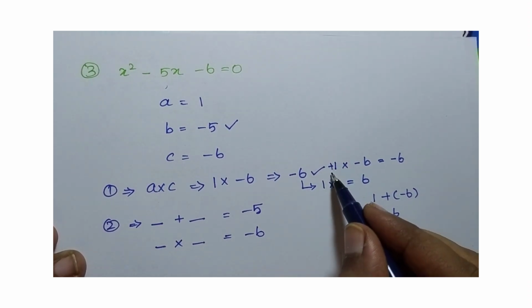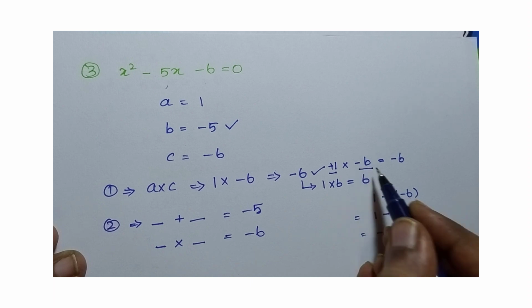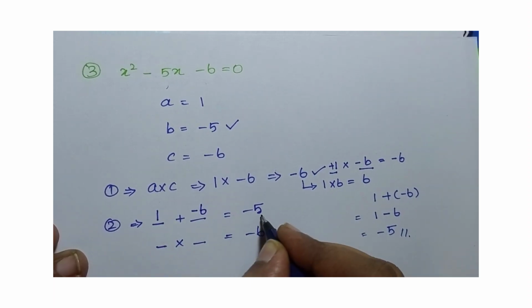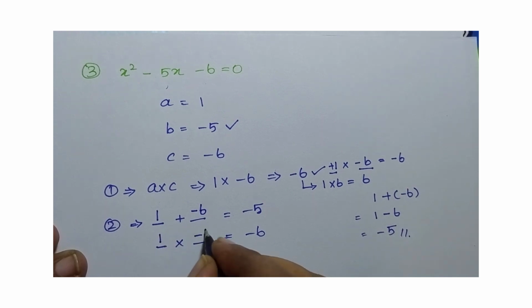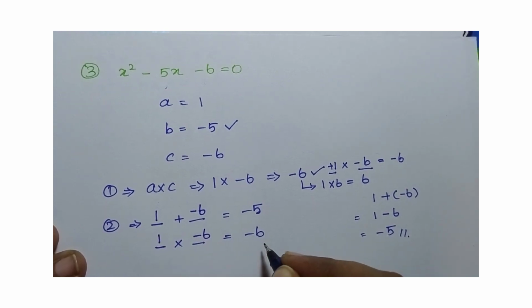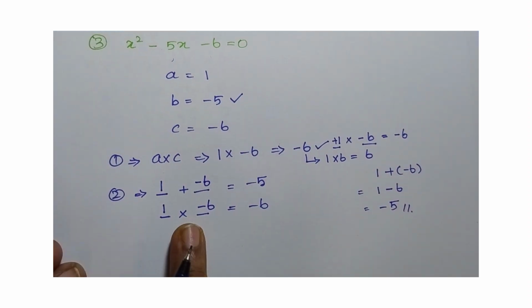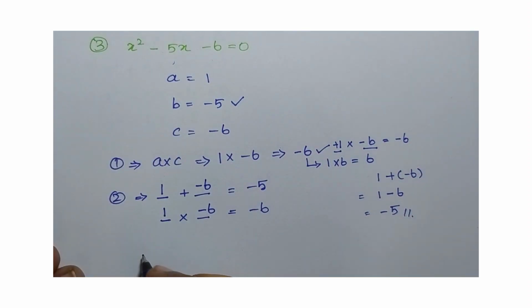I am going to use this here. Plus 1 and minus 6. So plus 1 minus 6 is equal to minus 5. Plus 1 times minus 6 is equal to minus 6. So now I fill these two values. Then I am going to apply this value in the above equation.